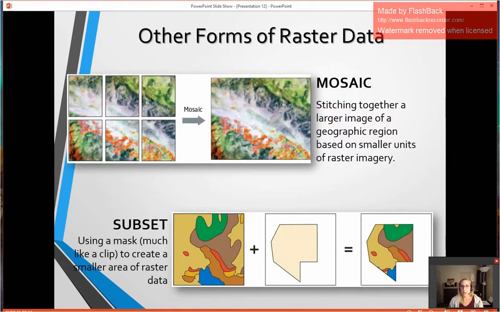I'd like to just quickly highlight here that raster data can actually be further stitched together to create even larger images, and it can also be clipped using a mask to create a subset. So when we're looking at our raster imagery that we download from the National Land Cover Database or whatnot, we can further manipulate the shape to create something larger or smaller depending on our needs.